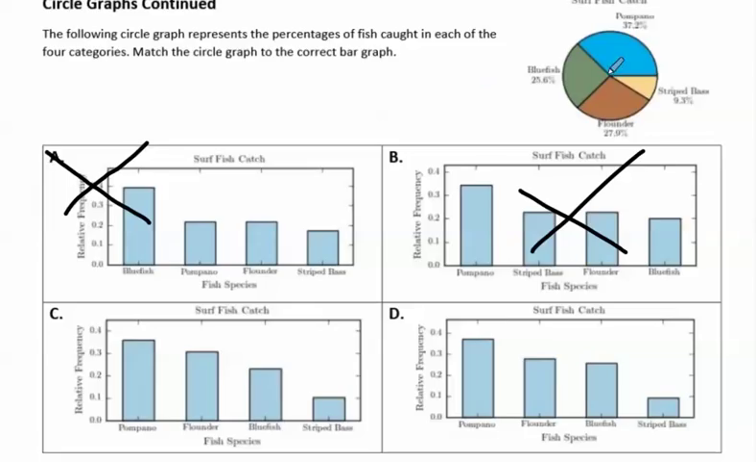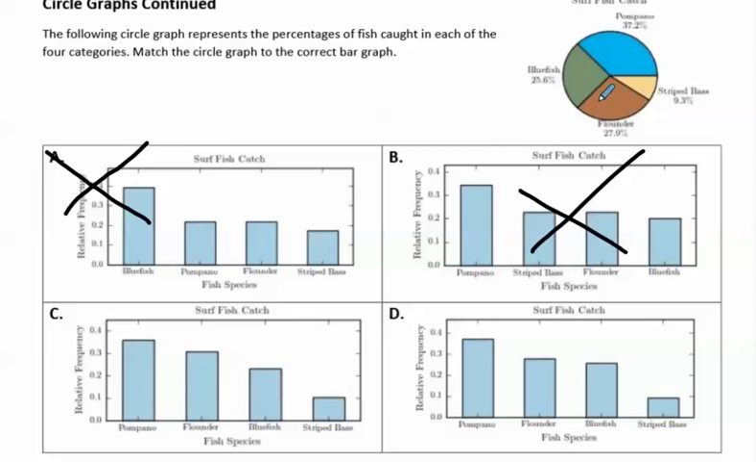So now let's look. Bluefish and flounder. They look like they're about the same, but flounder's only a little bit more, but they look like they are pretty much about the same. All right, here, they don't look about the same. Flounder looks like it's almost the same size as pompano.